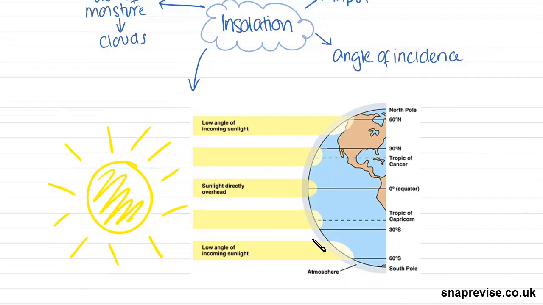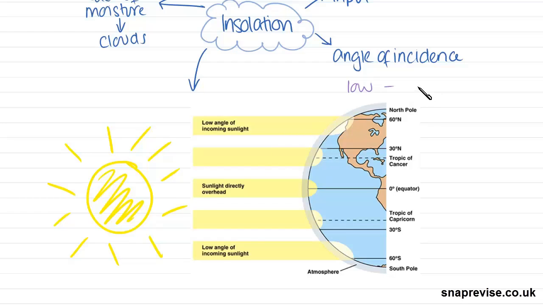So now I'm going to show you, with reference to this diagram, how insolation has an effect on the sources of energy in deserts. And this is all in relation to the angle of incidence. So if we look at the north and south poles here and the regions above the tropics and below the tropics, above 30 degrees north and south, these areas receive quite low levels of insolation throughout the year, and this is because with regards to the angle at which the sun is, they have a low angle of incoming sunlight.